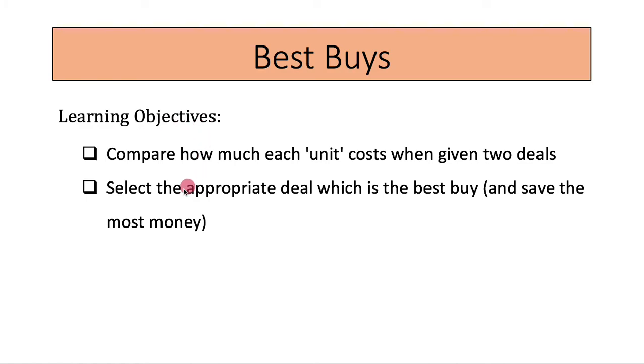Our learning objectives are to compare how much each unit costs when given two deals, and select the appropriate deal, which is the best buy and saves the most money. Now, this idea of best buys is intimately related to our previous lesson, which was all about rates and ratios. So we're really going to be drawing upon that knowledge as we go through this.